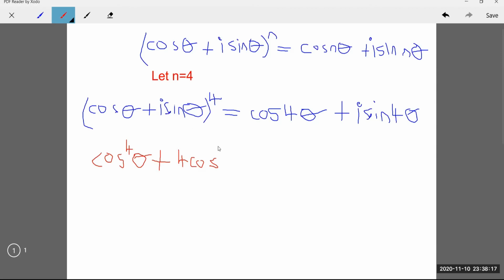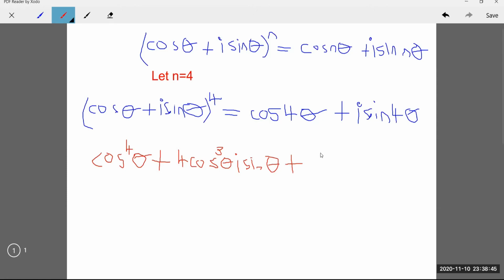And that's just my perspective. But so now we get 4 cos cube theta times I sine theta. Then we times it by I sine theta. And then it's going to be now 6. So we have I sine theta plus, then it's going to be 6. So it's 1, 4, 6, 4, 1.